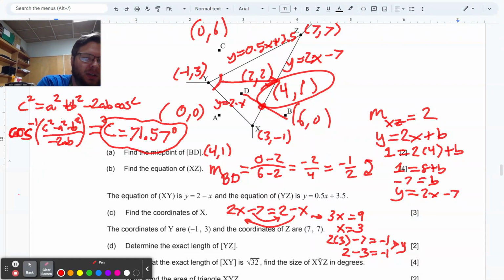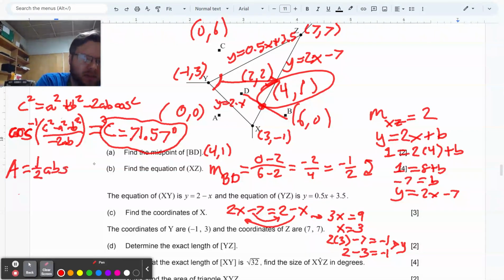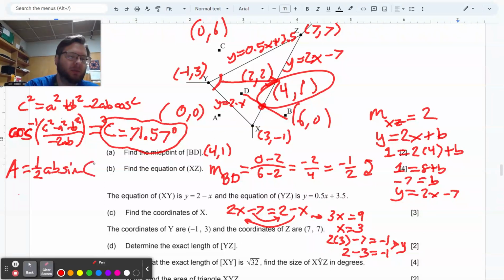And I can use that to calculate the area of the triangle. The area of the triangle is 1/2 ab sine C. So we have all that information. 1/2, a is the square root of 32, b is the square root of 80, and then we have the sine of that angle, and that comes out to be 24. So there we go. Area is 24.